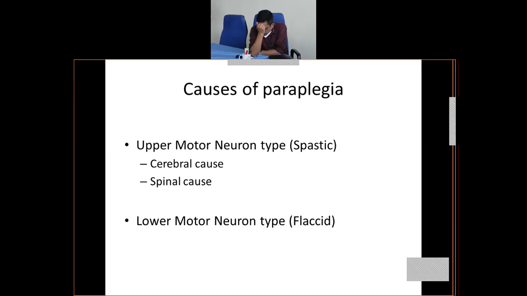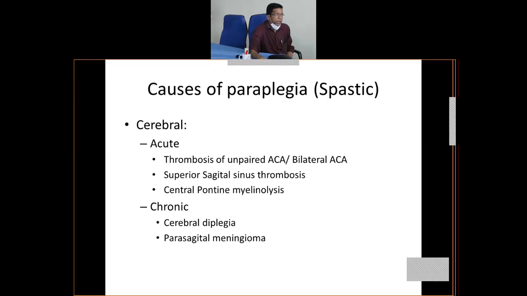Paraplegia means weakness or paralysis of both lower limbs. The causes of paraplegia may be upper motor neuron lesions, then it is known as spastic paraplegia, or lower motor neuron lesions, then it is known as flaccid paraplegia. In spastic paraplegia, again, it can be due to a cerebral or central cause, and the second one may be a spinal cause. The cerebral causes of paraplegia are commonly asked in the exams.